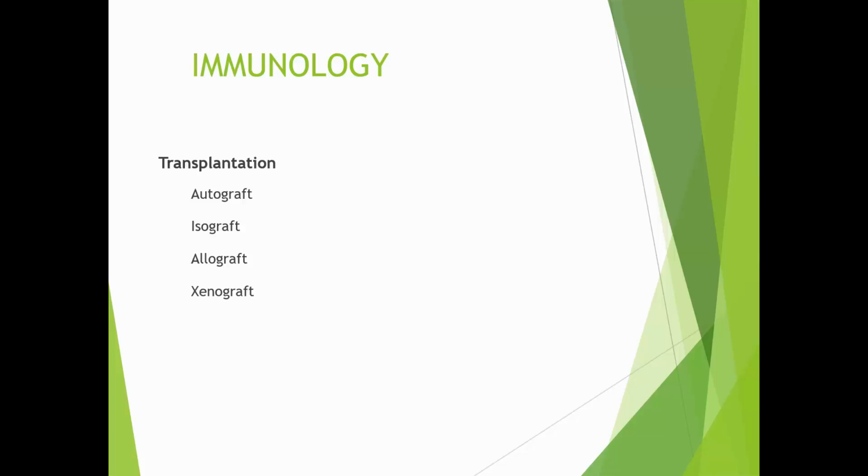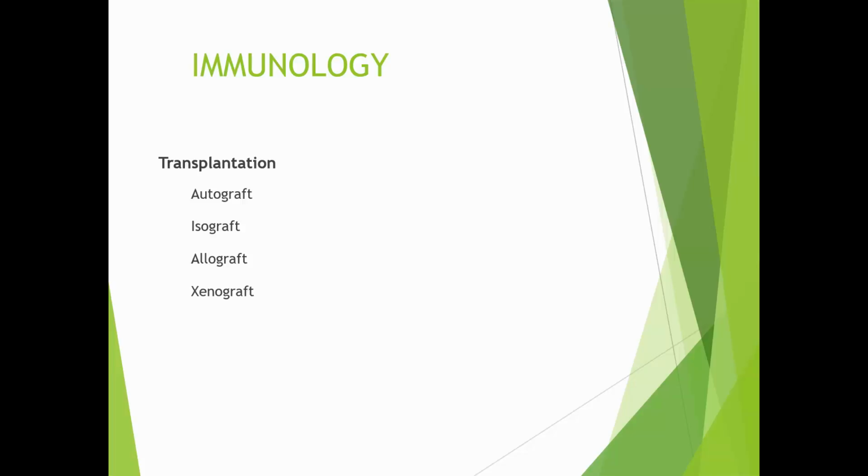The first one is autograft. Autograft is a transplant with an individual's own tissue. An example of this would be receiving blood that you had banked before surgery. Isograft is a transplant from an identical twin's tissue. An allograft is a transplant between non-identical members of the same species, and a xenograft is a transplant from a member of a different species.